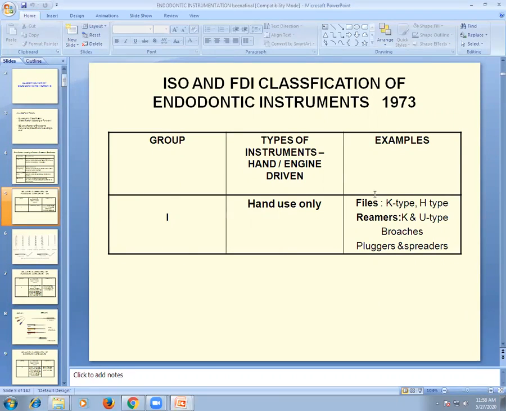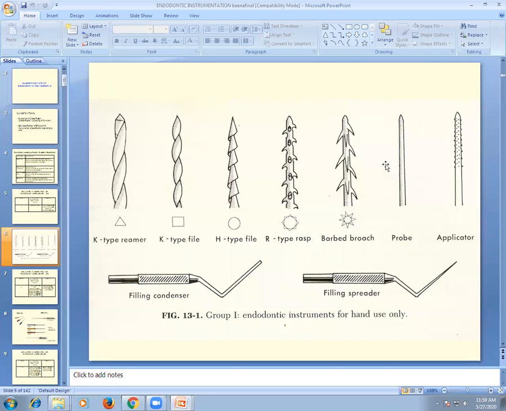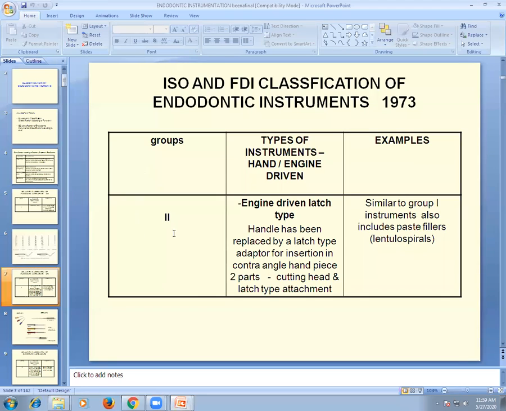First is group 1, that is hand use only, and the examples are the K files and H files and the broaches. Okay, then hand pluggers and spreaders, all of which are used by hand, no other machine is attached to the instrument. So group 1 is hand use only. So we have already discussed the files and the reamers and the broaches. All this comes under group 1. Okay. Then under group 2, engine driven latch type.